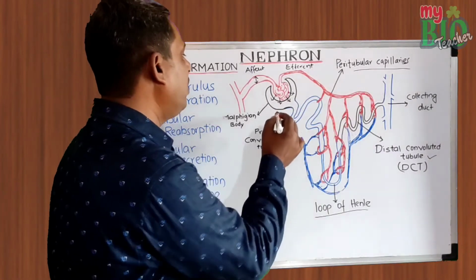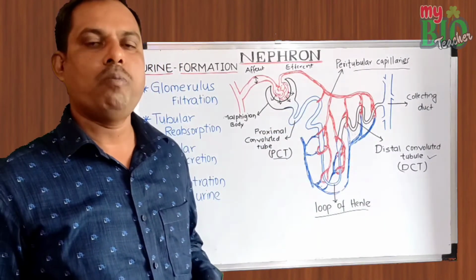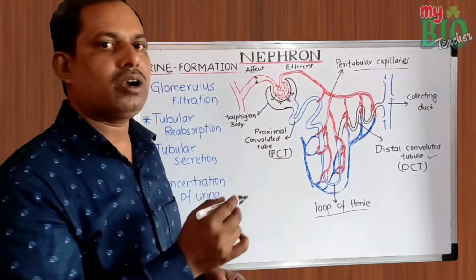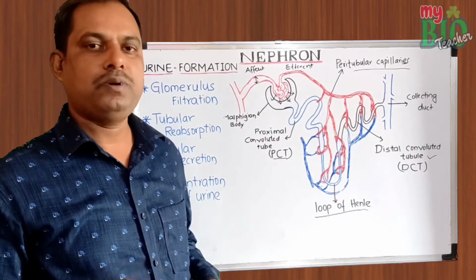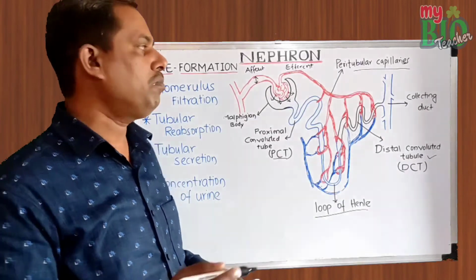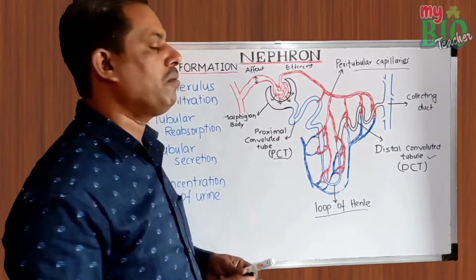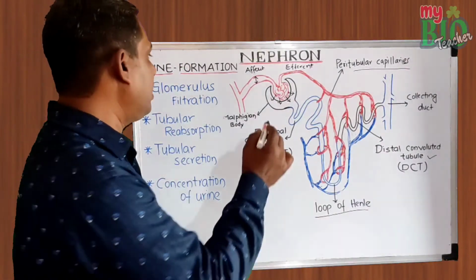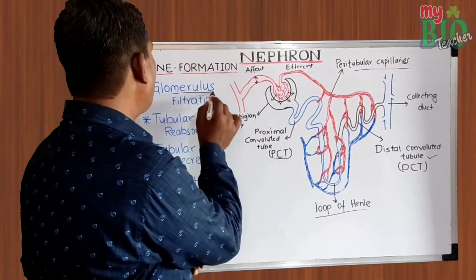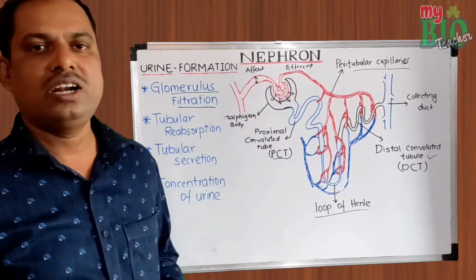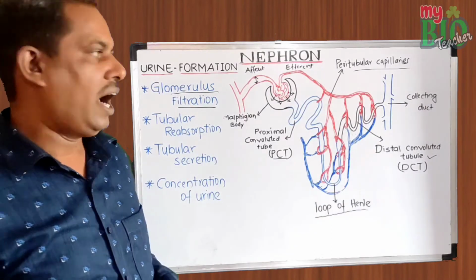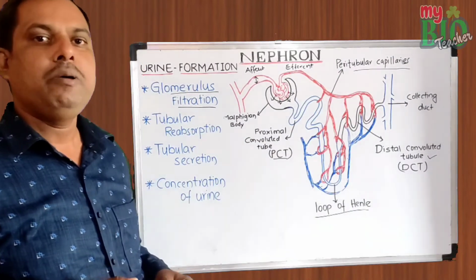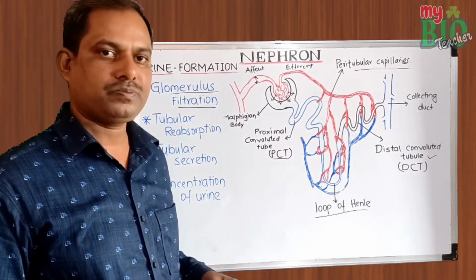A large amount of liquid is collected in the Bowman's capsule. More or less, the liquid part of the blood, except blood cells, is collected in the Bowman's capsule. This filtration is called glomerular filtration or ultrafiltration. And the liquid collected in the Bowman's capsule is called primary urine.